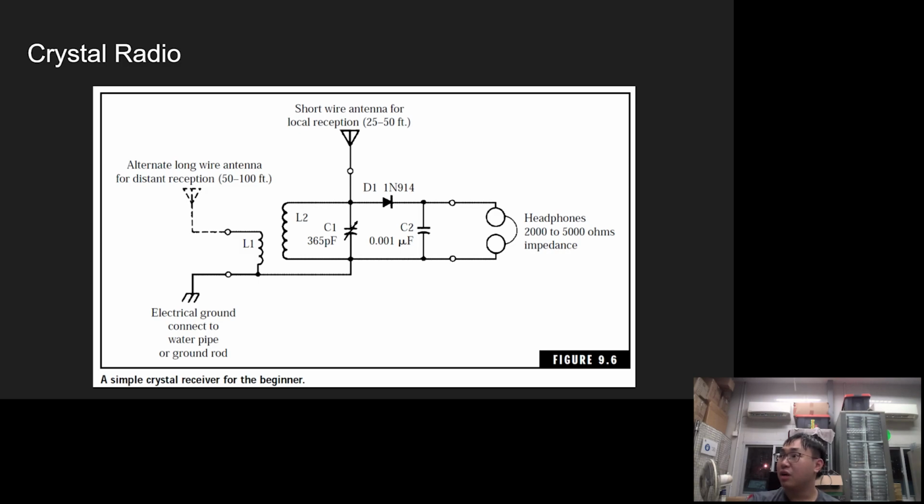So you see the parts here. Let me ask, I can ask Angela questions, right? So this is the antenna, right? What does this symbol mean? Can you name these symbols?